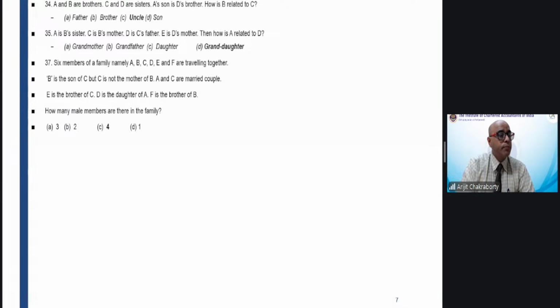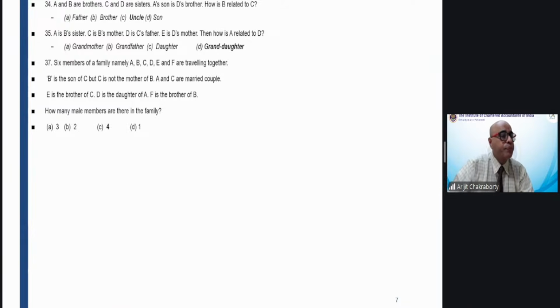इसके बाद है E is the brother of C. C का एक भाई है E. So E is also male. D is the daughter of A. So A का एक daughter है D, which also means that A and C, they have a daughter D. So A and C, husband, wife, they have 2 children. B, a son, and D, a daughter.